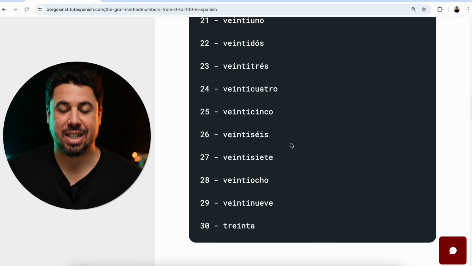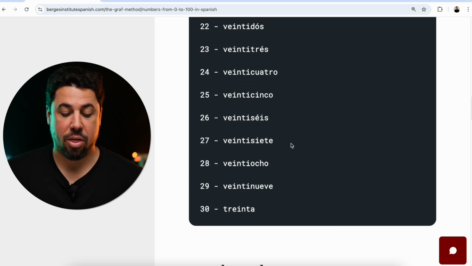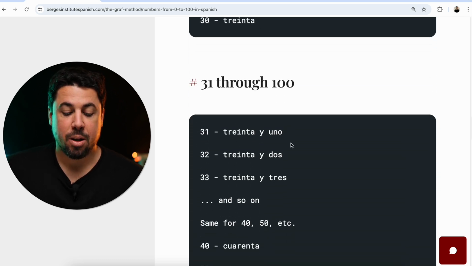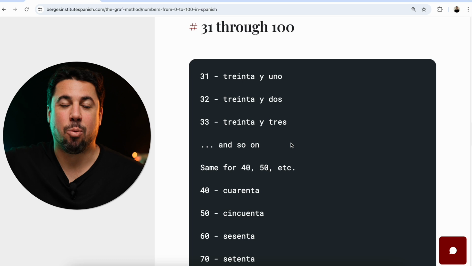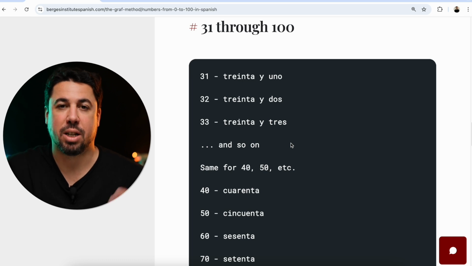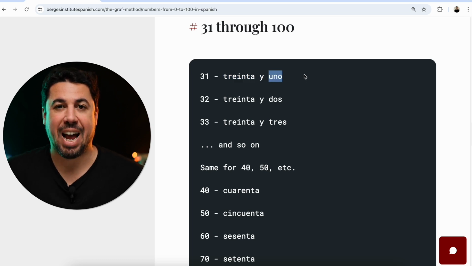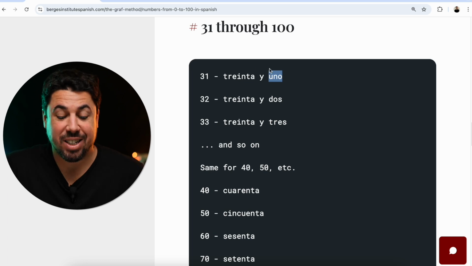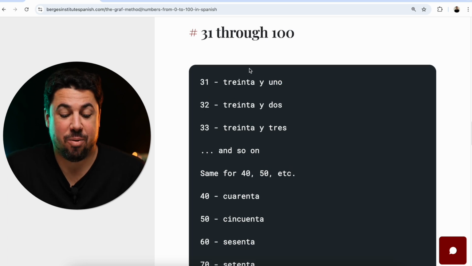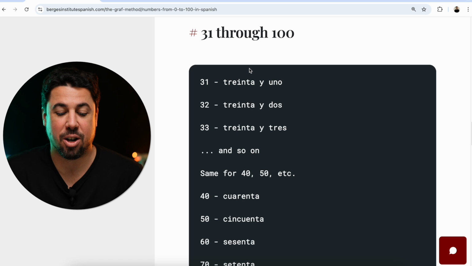After that, 30 is 30. So from 30 on, we say also 30 and 1, 30 and 2, and so on, same for the 40s. However, we spell it now as three separate words. We spell it 30 y 1, 30 and 1. However, when we say it fast, we kind of say it very similarly. We kind of pronounce it as a single word.